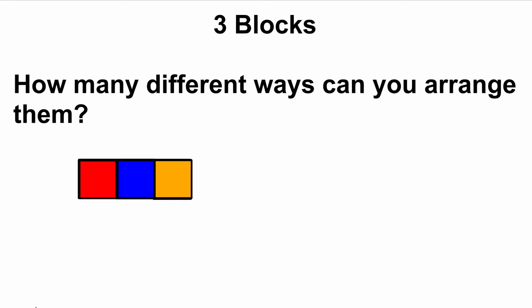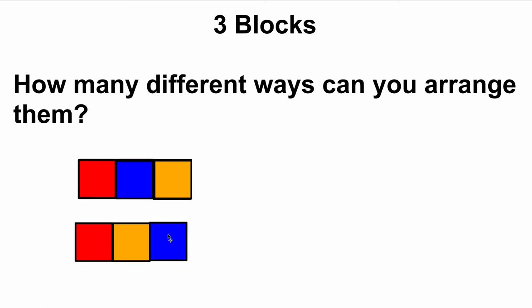What about when you have three blocks? How many different ways can you arrange them? Well, if you choose the red block first, you have two ways that you can arrange the remaining two blocks. So if I had the red one first, I could do blue and then yellow, or I could do it the other way, orange and then blue. So there's two ways that I can arrange the remaining two blocks after I've chosen the first block as red.